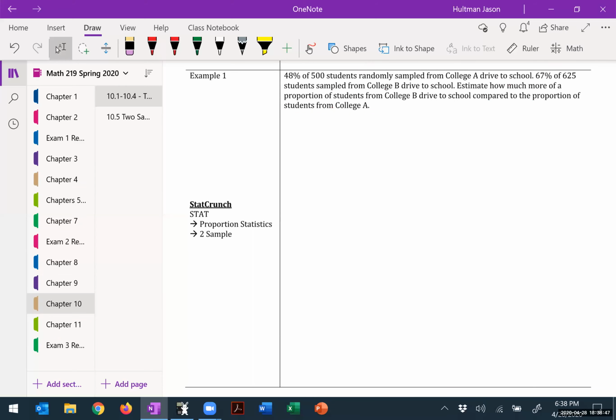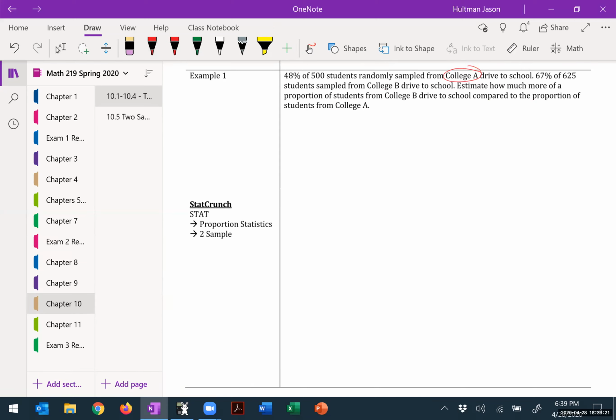Okay, let's try example 1. 48% of 500 students randomly sampled from college A. They're going to give us a lot of information. We're going to want to write down the information they give us and try to organize it, before we read these and then wonder, what did I just read? I'm totally lost.